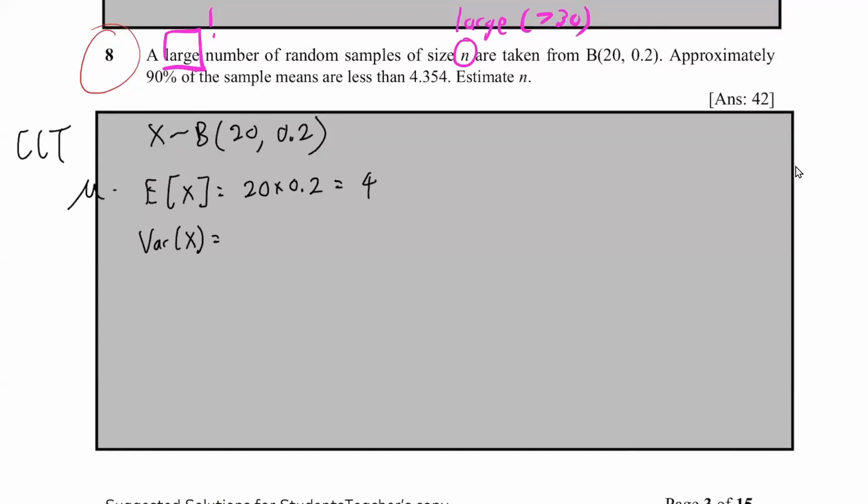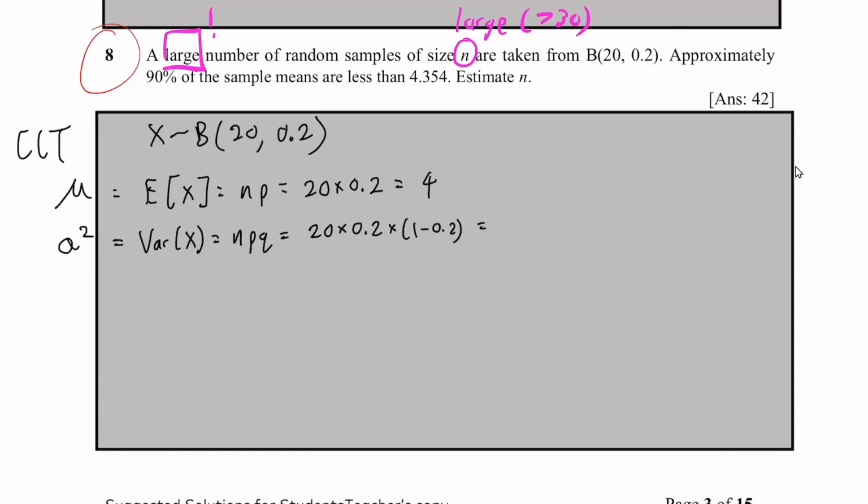This is like your mu, this is like your sigma squared. Then what is the variance of X? It will be npq. Maybe I'll write the formula. This is np, this is npq, where q is 1 minus p. So it's 20 times 0.2 times 1 minus 0.2, which is 4 times 0.8. That's 3.2.